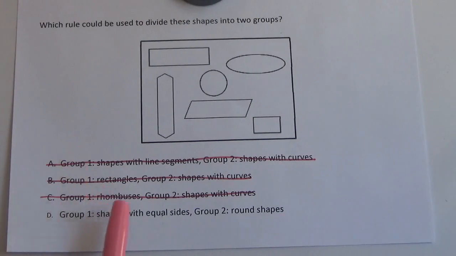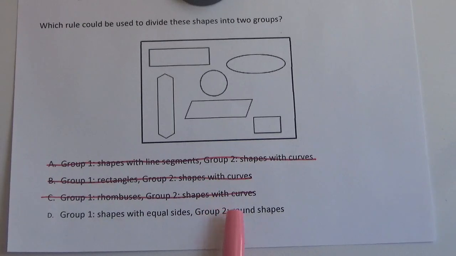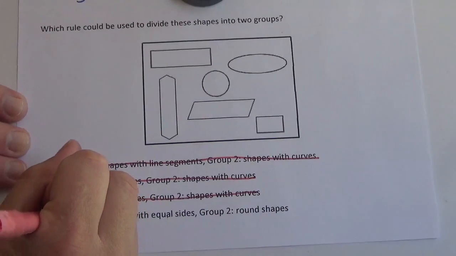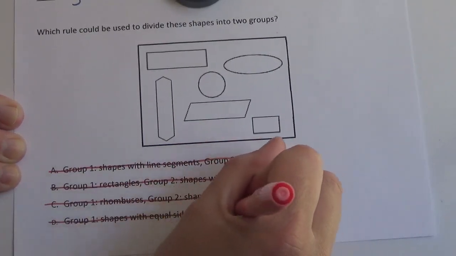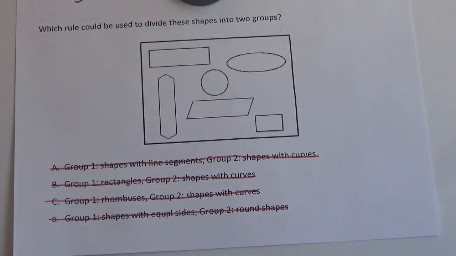Group 1, shapes with equal sides. Do you have any shapes with equal sides here? No. And 2, round shapes. I have 2 round shapes, but I have 4 shapes that wouldn't fit into either of those categories. So guess what, guys? D is also wrong.